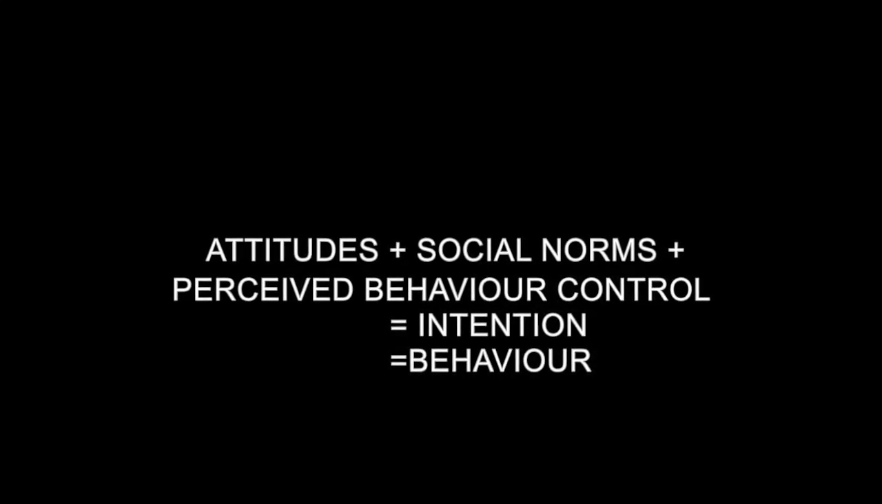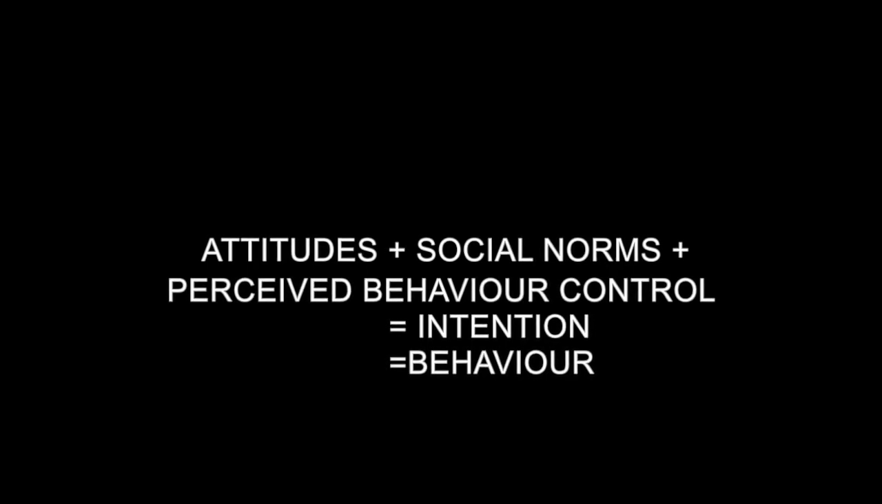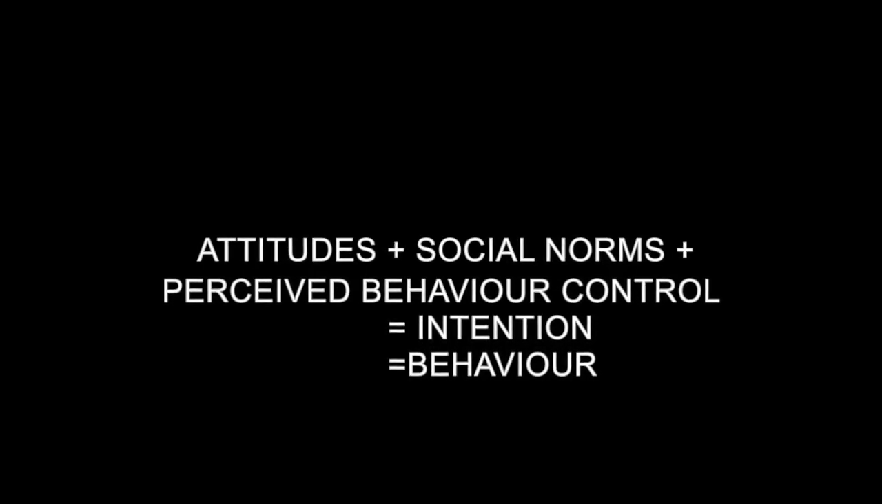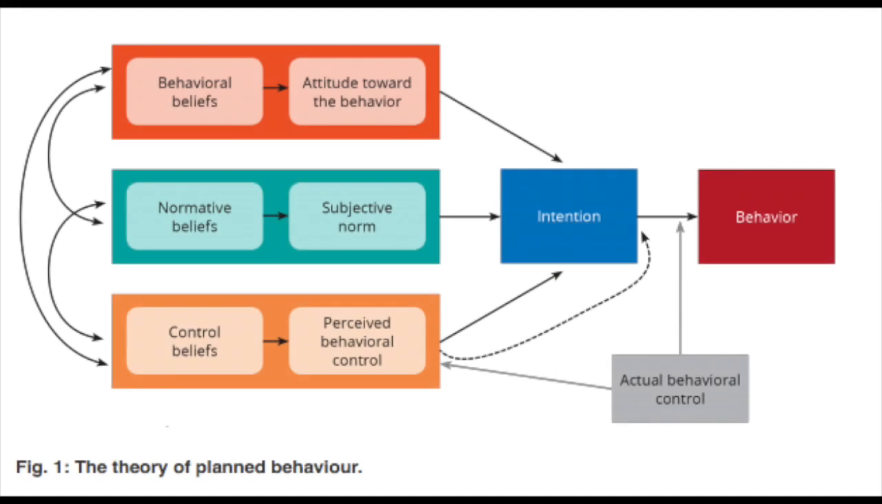The theory suggests that the intention to commit a behavior is explained by three determinants, namely attitudes, social norms, and perceived behavioral control. We can illustrate the theory on a diagram. The theory suggests that we have three core beliefs that constitute the three factors affecting behavior.